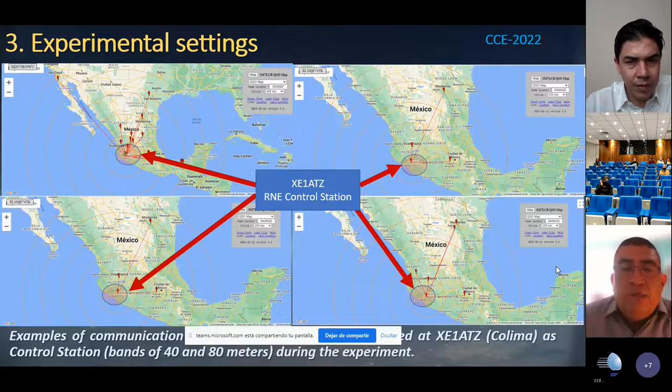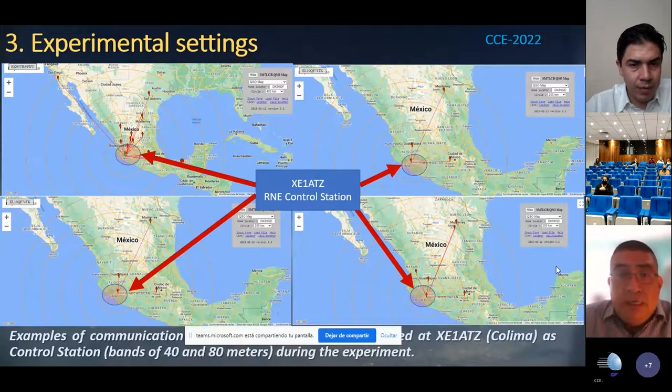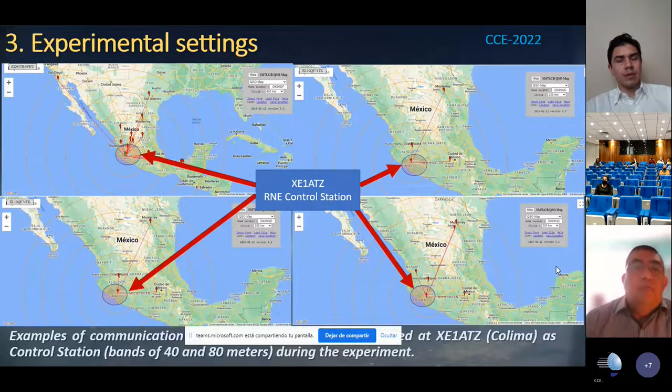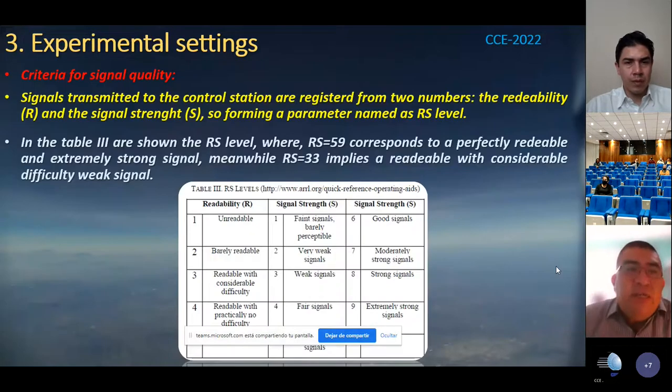In these pictures, we can see some of the Radio Ham stations that participated in these experiments, taking as a control station a station in Colima, in the bands of 40 and 80 meters. Well, what is the criteria for these experiments?